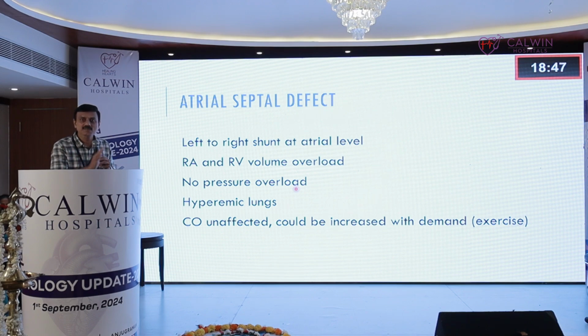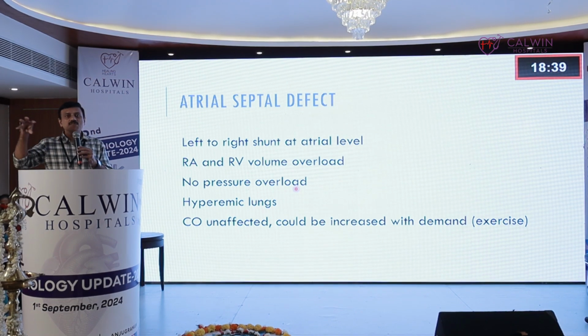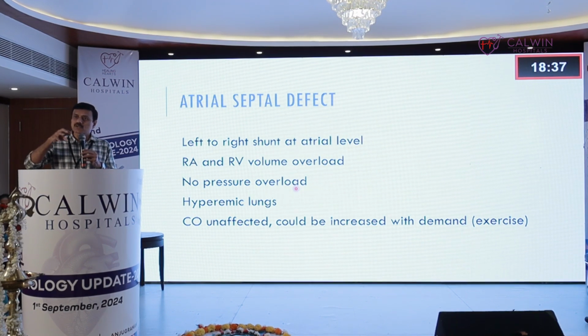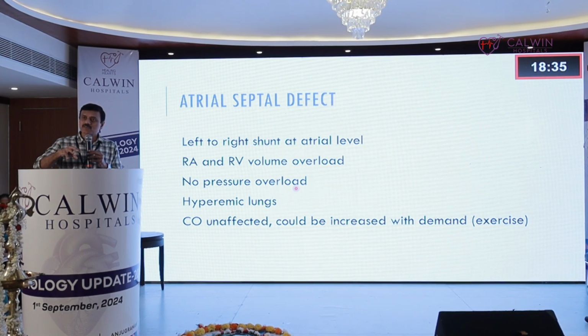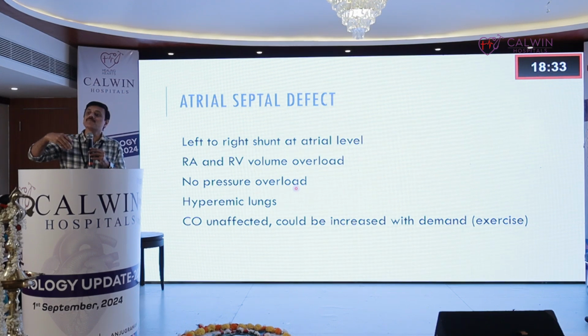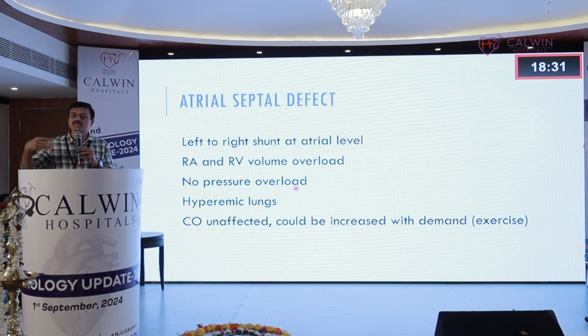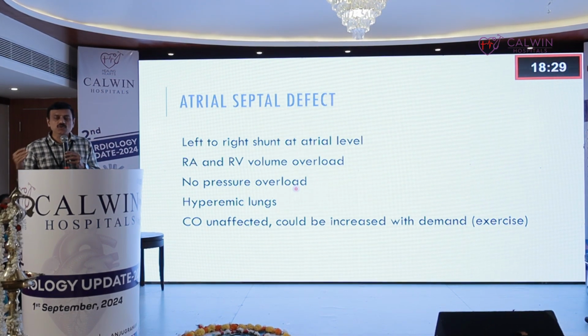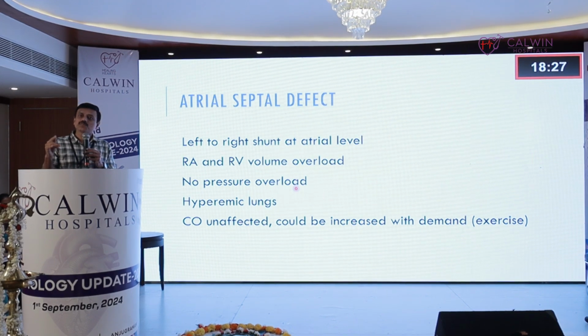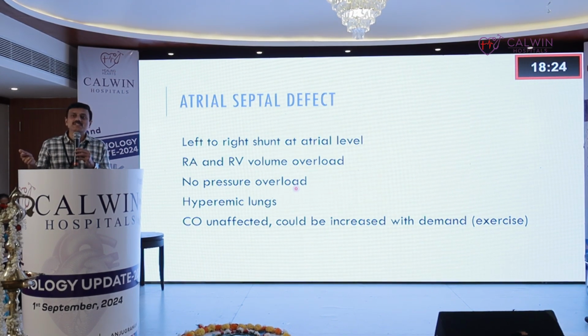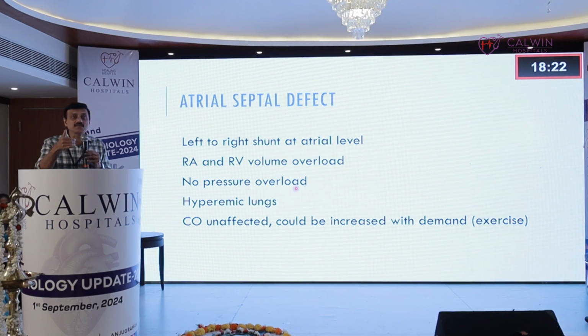Why? What's the difference? In a large VSD, the left ventricular pressure is directly transferred to the right ventricle because of the large VSD. So LV pressure is 90, RV pressure is also 90. The RV pressure will be there in the pulmonary artery also. Pulmonary artery hypertension will be there as part and parcel of a large VSD. So a large VSD is a volume overload plus pressure overload, which the child cannot tolerate. The child will come with heart failure.